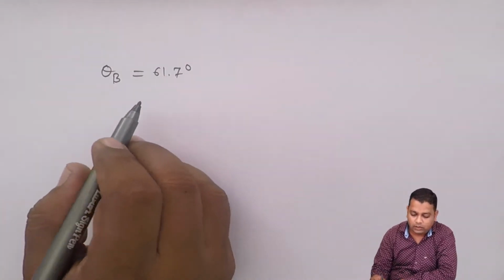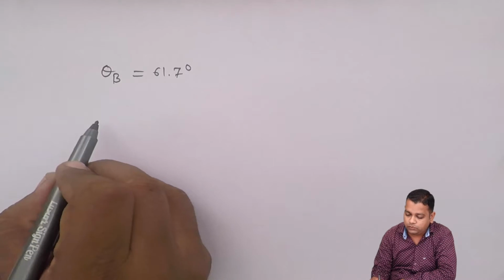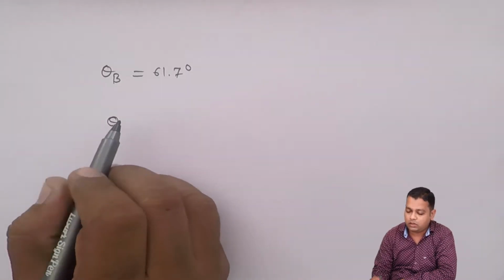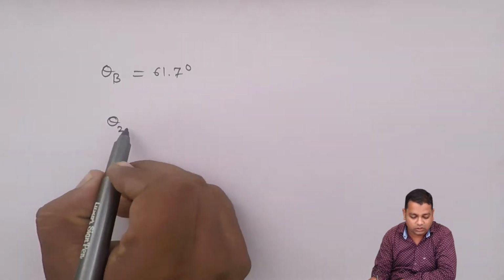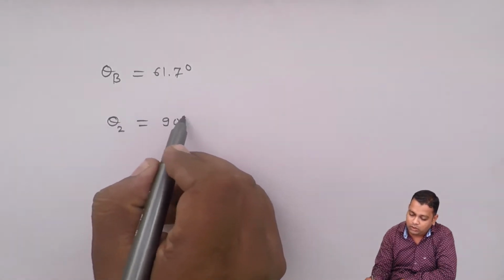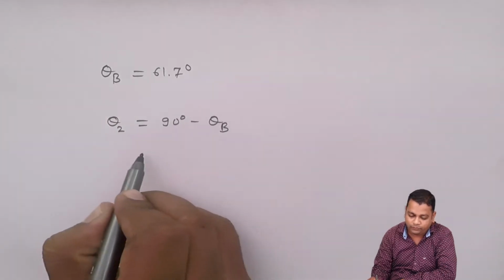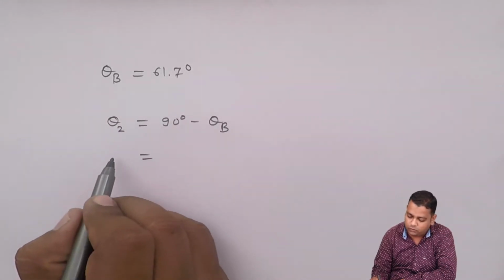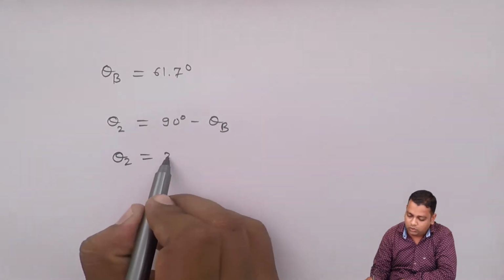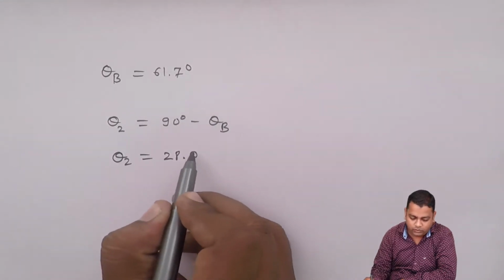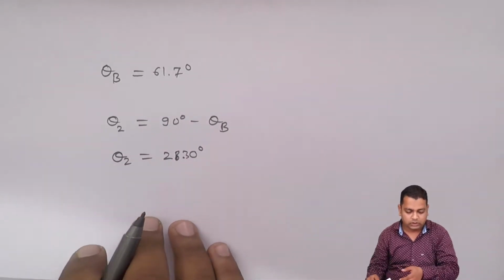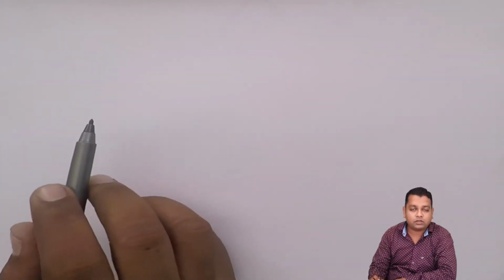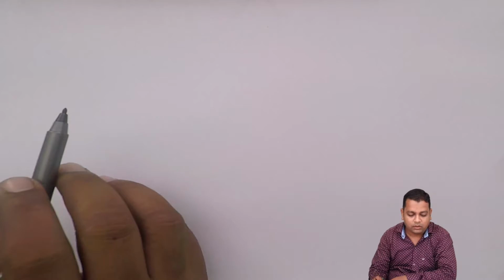degrees here. Now, from the Brewster's angle, if you need the angle of transmission, or the angle of refraction in terms of light theory, theta 2 will be equal to 90 degrees minus theta b. Therefore, we obtain theta 2 will be equal to 28.30 degrees.